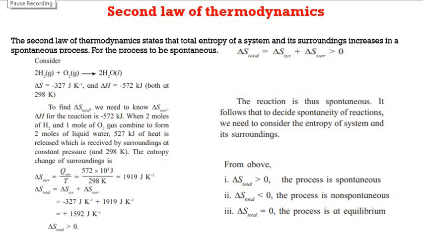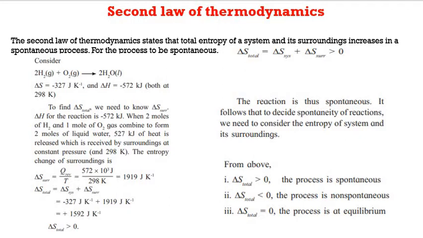Second law of thermodynamics. The second law of thermodynamics states that the total entropy of a system and its surroundings increases in a spontaneous process. That means delta S total equals delta S of system plus delta S of surroundings, which is always greater than 0 if the process is spontaneous.